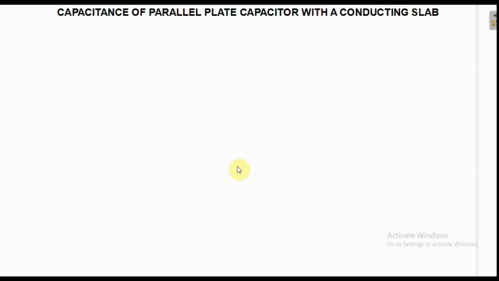Dear students, today in this topic we are going to discuss the capacitance of a parallel plate capacitor with a conducting slab. As we know, a capacitor is a device which is used to store charge. So in this topic we will discuss what will happen if we place a conducting slab between the parallel plate capacitor. To understand this, let us consider we have two plates of a capacitor.